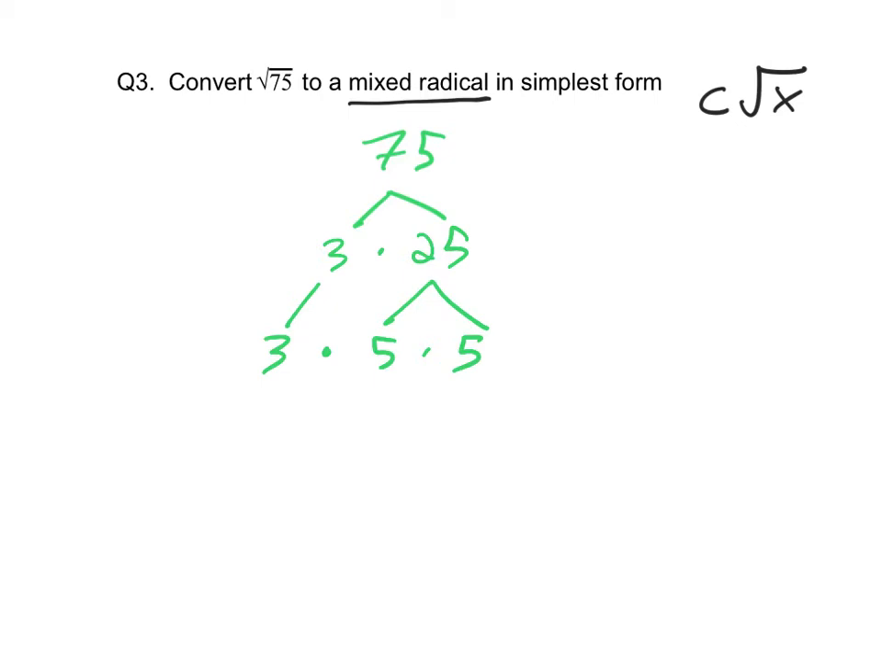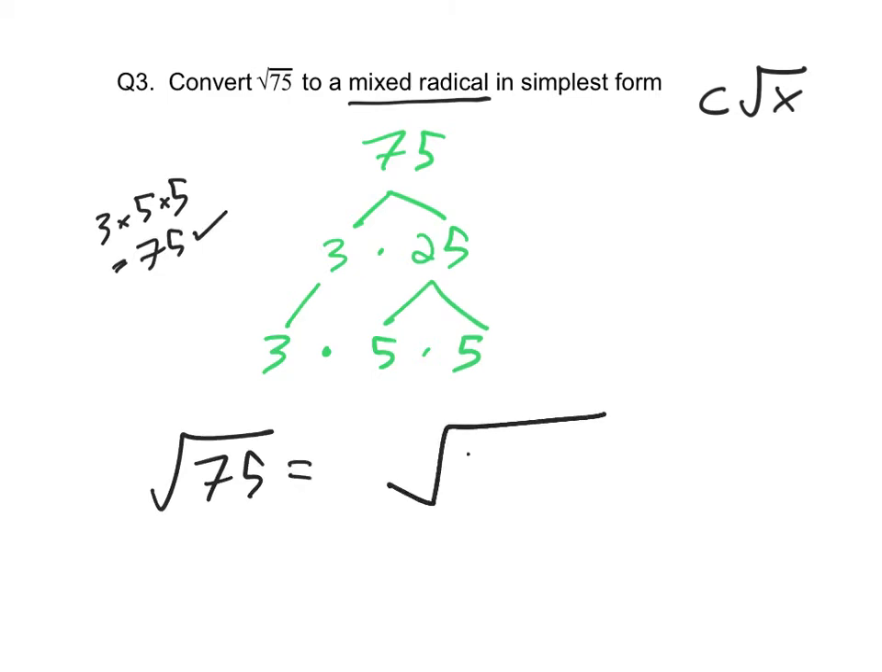None of these break down any further. Those are all prime numbers. So we have 3 times 5 times 5 as the prime factorization of 75. At this point, especially if it's a larger number, you might want to check quickly in a calculator: 3 times 5 times 5. Verify that that gives you 75, and it does. Okay, so the root of 75 is equal to the root of 3 times 5 times 5, and this is assumed to be a square root.